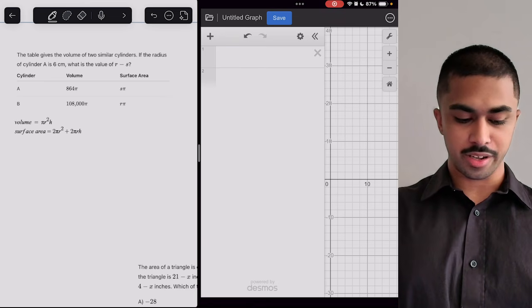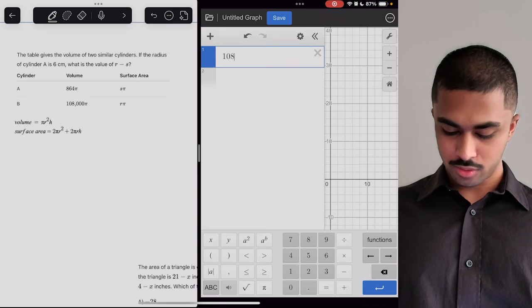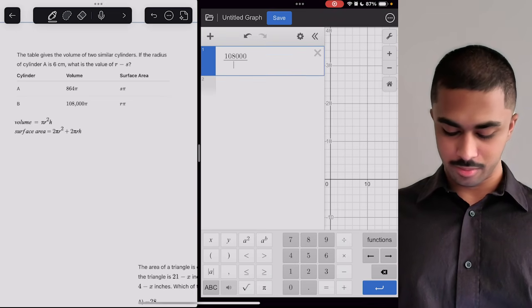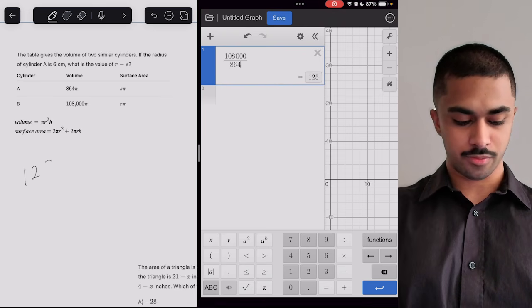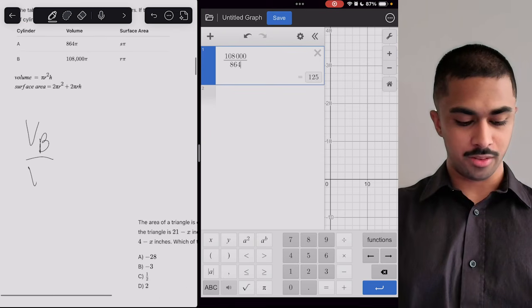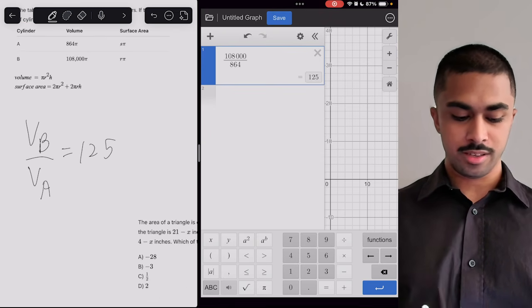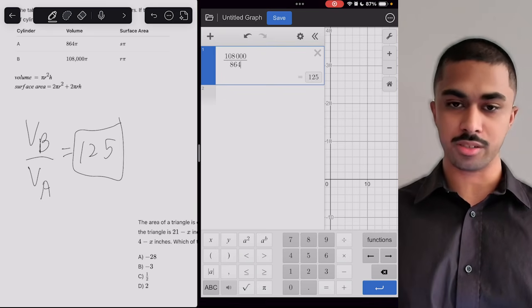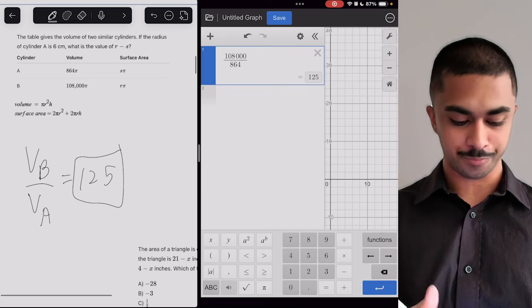Okay, first thing that we want to do is go into the calculator and do 108,000 divided by 864. And we get 125. Now, what is this 125? Well, if we took the volume of cylinder B, so I'm going to label that V of B, divided by the volume of cylinder A, we get 125. That means the volume of cylinder B is 125 times larger than the volume of cylinder A.